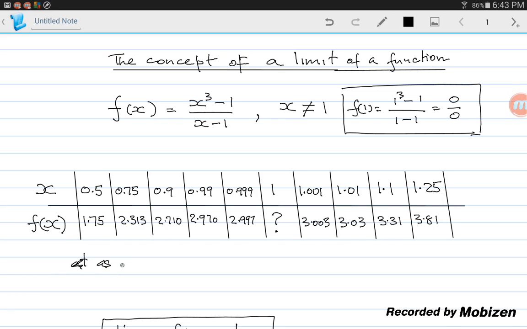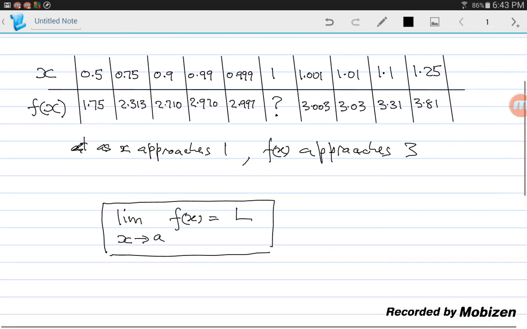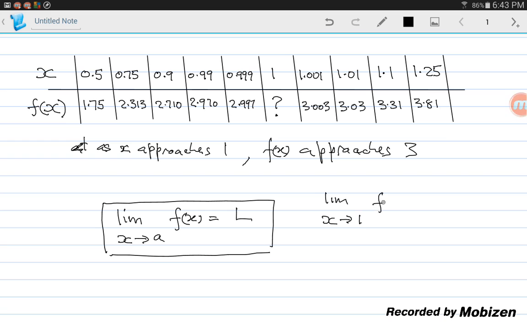And so, by observing these values, it is reasonable to surmise that as x approaches 1, f of x approaches 3. In limit notation, we would write the limit as x approaches 1 of f of x is equal to 3. So this is our limit notation.